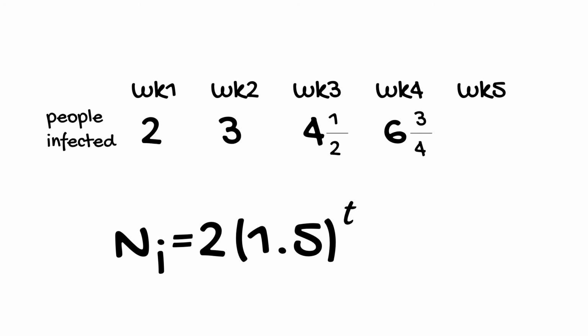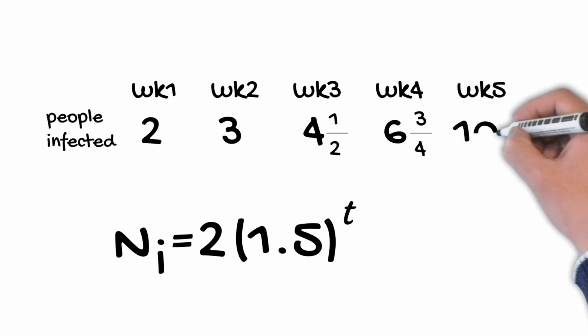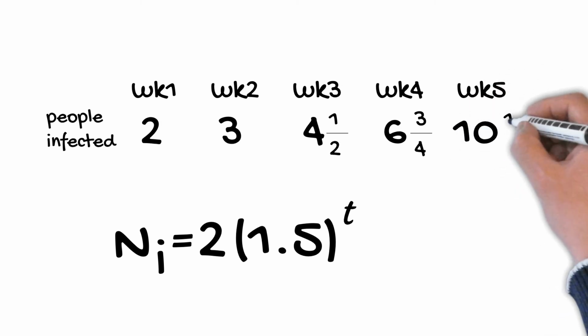Now, we probably have to use our calculator after this, but let's give it just one more attempt, and this would be again practicing your fractions. What is 1.5 times 6 3/4? Well, you get half of 6 3/4 and you add it to it, which is 3 3/8. So that should get us, I believe, 10 1/8. But notice here now, at the end of 5 weeks, just about 10 people are infected.